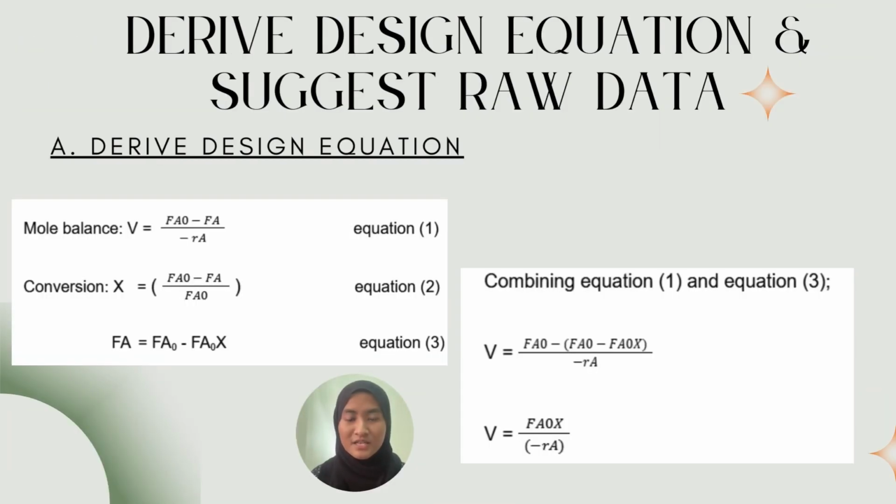Next is derived design equation and suggest raw data. First, I will talk about the derived design equation for CSTR. First of all, we have the mole balance, which is V equals FA0 minus FA over negative RA. That will be our equation 1.